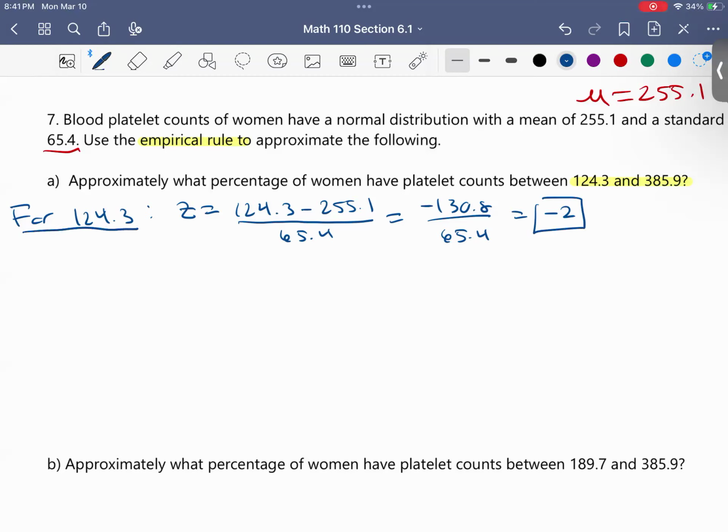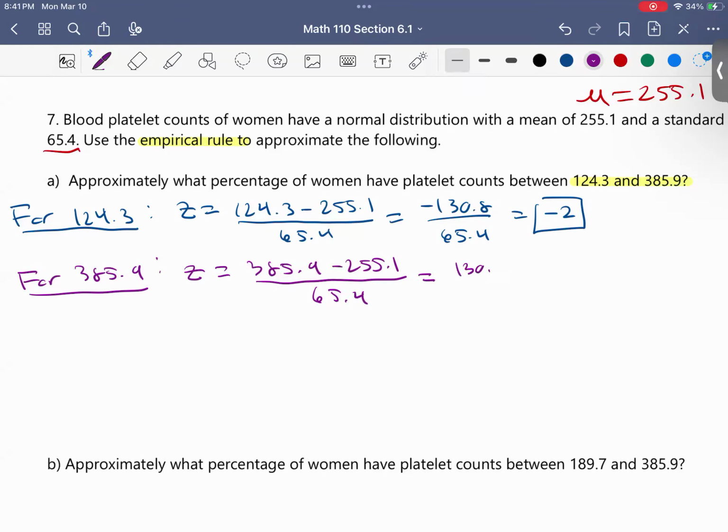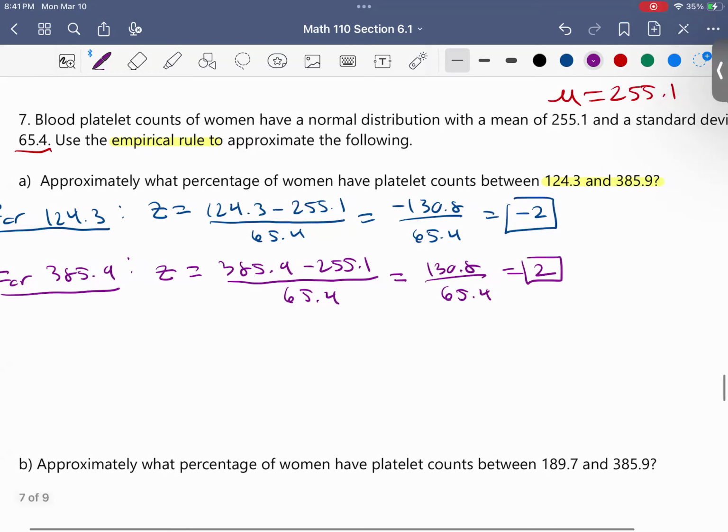And now for 385.9, let's calculate that z-score. That's going to be 385.9 minus 255.1 all over 65.4. And this ends up being 130.8 over 65.4, and it'll give us positive 2.